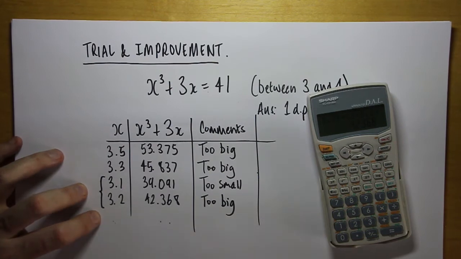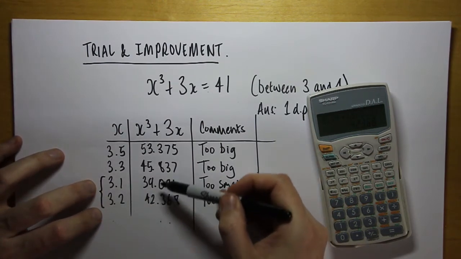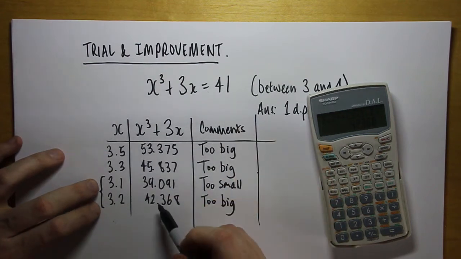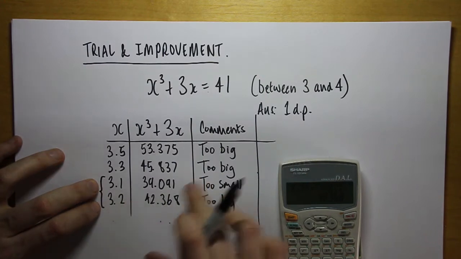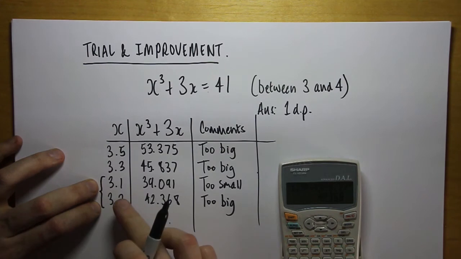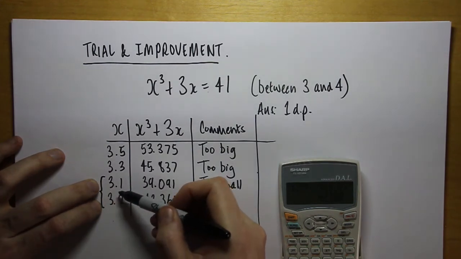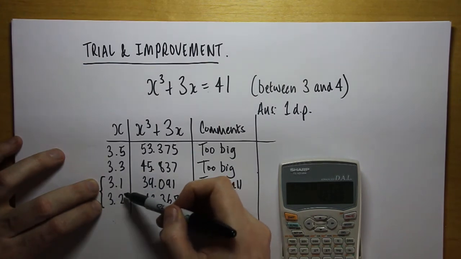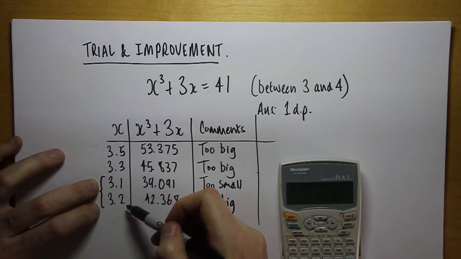At this point, we could visually check, and it could be that one of these answers is clearly closer to 41 than the other. Remember that the answer is required to be to 1 decimal place, so it's going to be in the form of something like this. In fact, because the value is between 3.1 and 3.2, whatever it is, it's going to be rounded up or rounded down. So one of these is the answer.